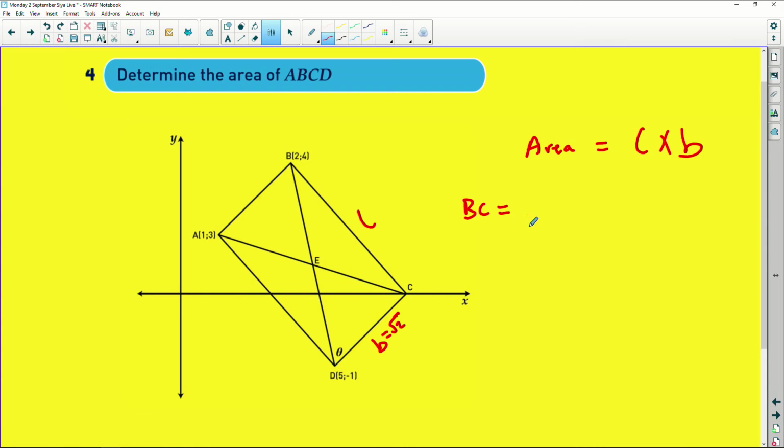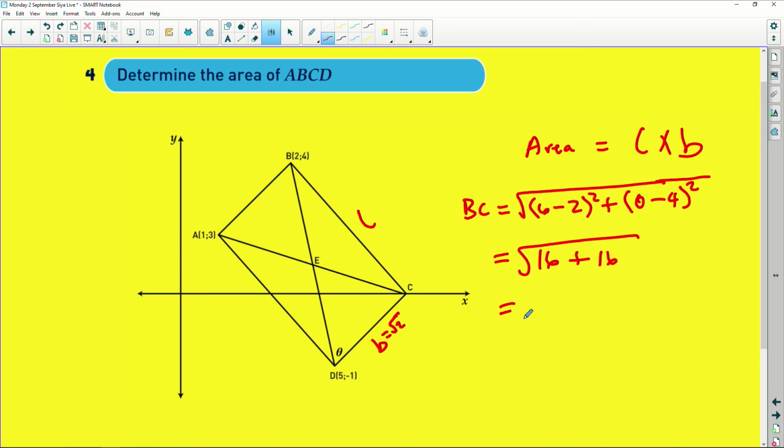So BC will be equal to the square root of, the x at C is 6 minus 2 all squared plus 0 minus 4 all squared. And then this is equal to, 6 minus 2 will be 4. 4 squared will be 16. So I have 16 plus also 16 there in a square root, and this will be equal to the square root of 32, which is equal to 4 root 2.